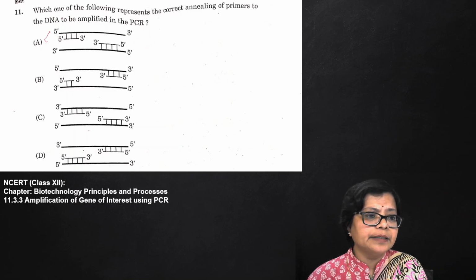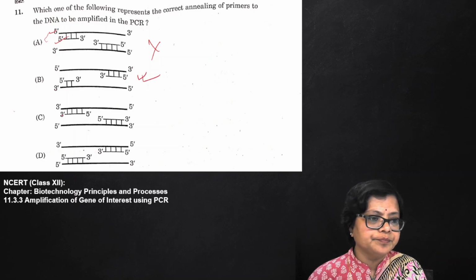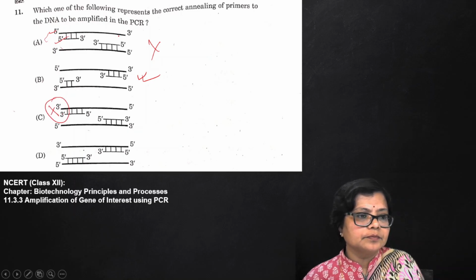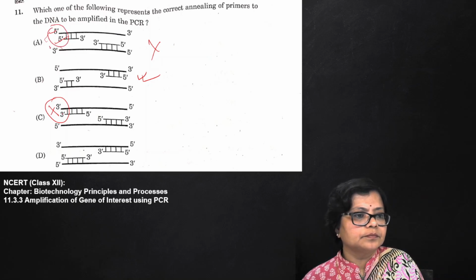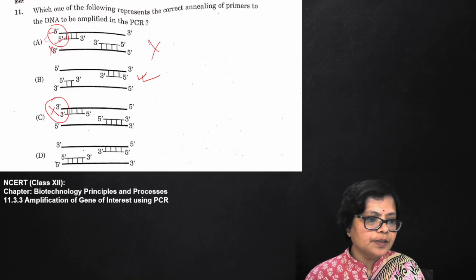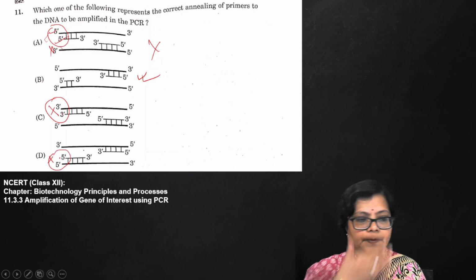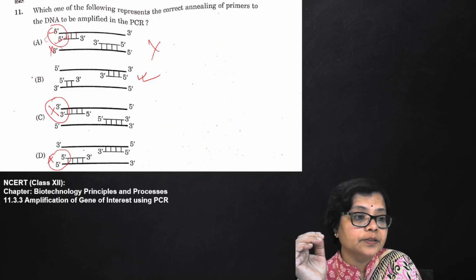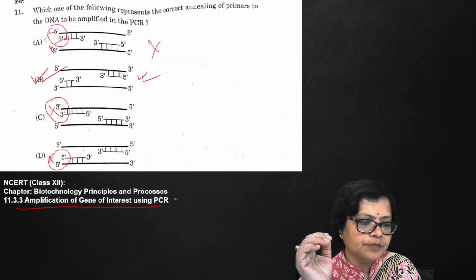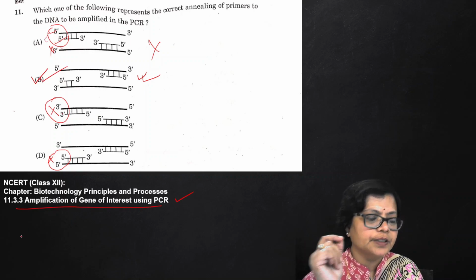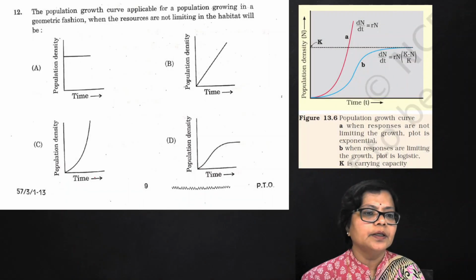Next. Which of the following represents the correct annealing of primer to the DNA to be amplified in the PCR? See, this side 5' 5', not possible. This side 5' and it is 3', it is possible. Here also 5' 3'. Here 3' 3', not possible. Next one you see 5' 5', annealing not possible. So the correct answer will be B. It is given in the NCERT book, amplification of gene of interest in the PCR.